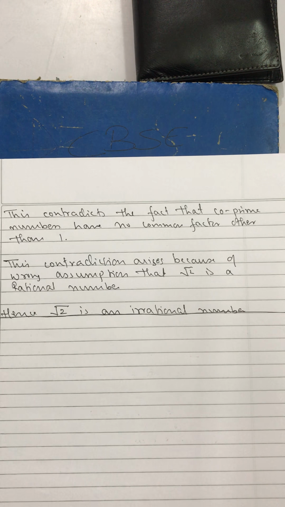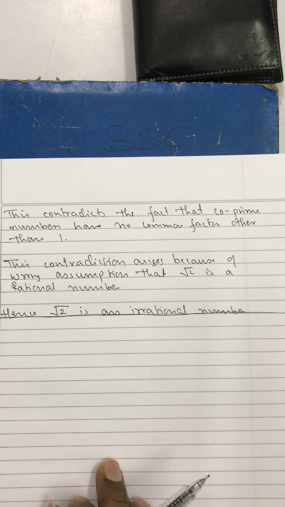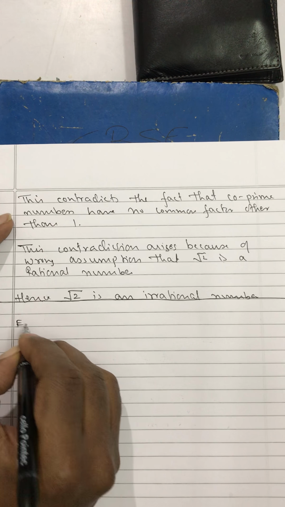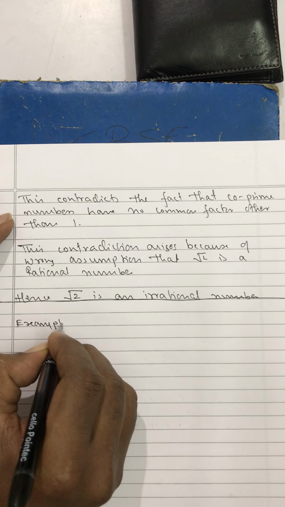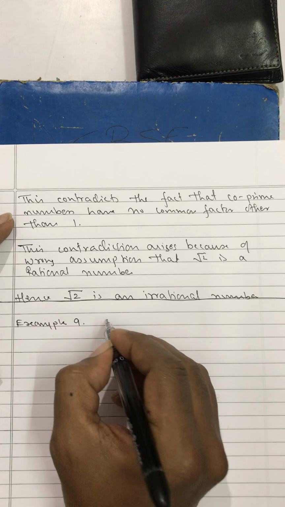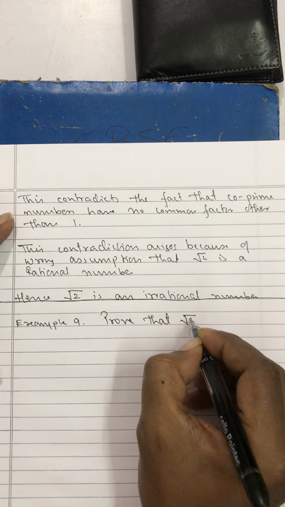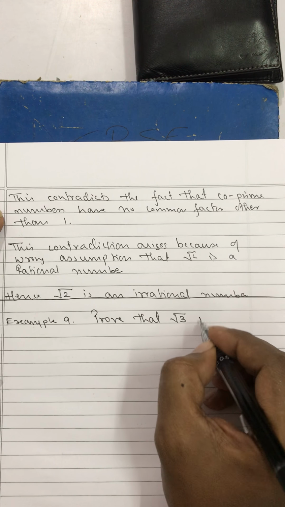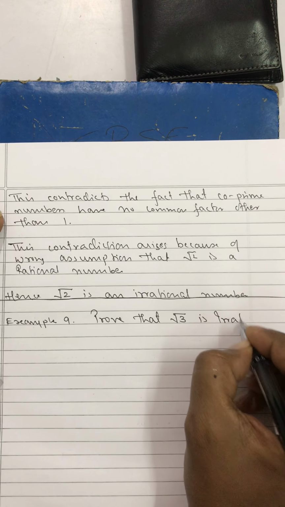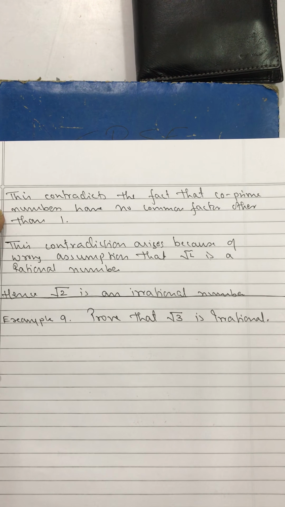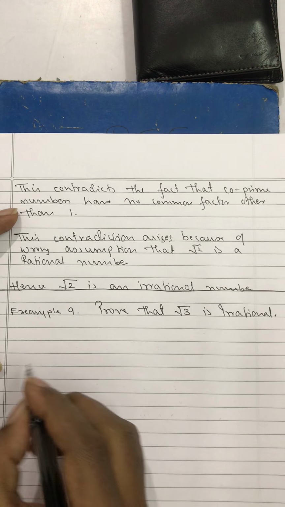I'll take one more example. Or should I go to the exercise? No, exercise has got only one question. So I'll better go to example. Example 9. Prove that root 3 is irrational. Prove root 3 is an irrational. So same thing I'll do.